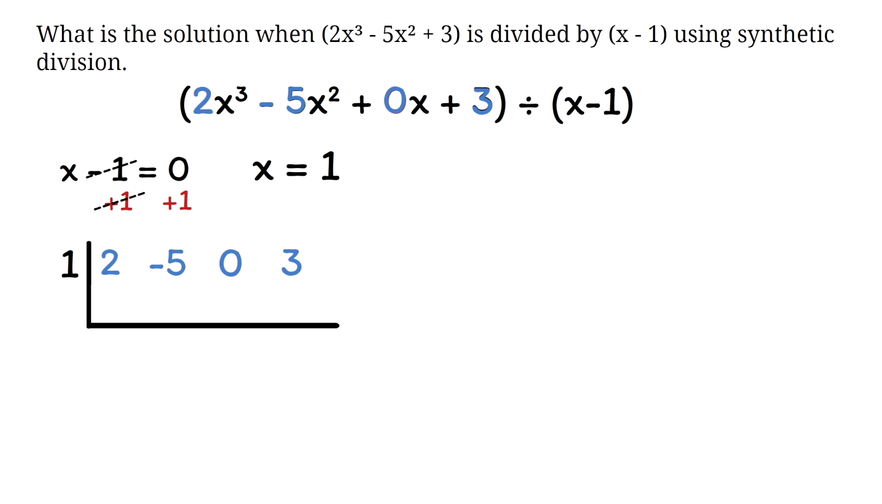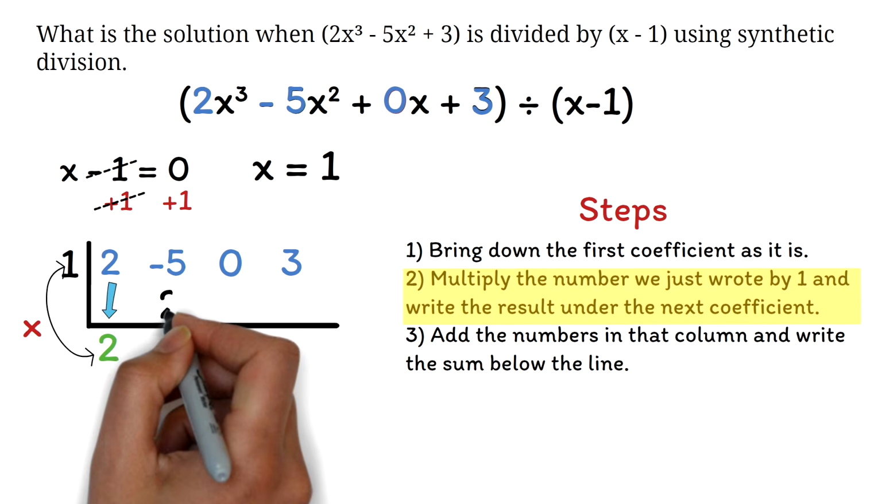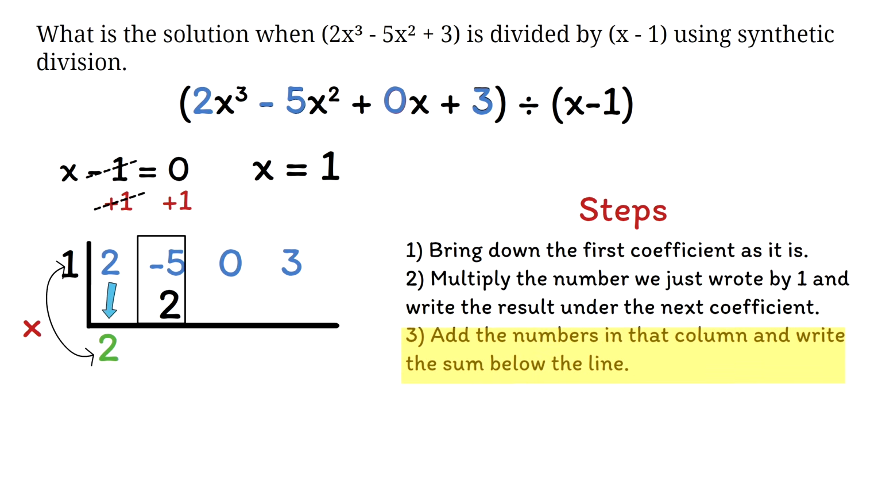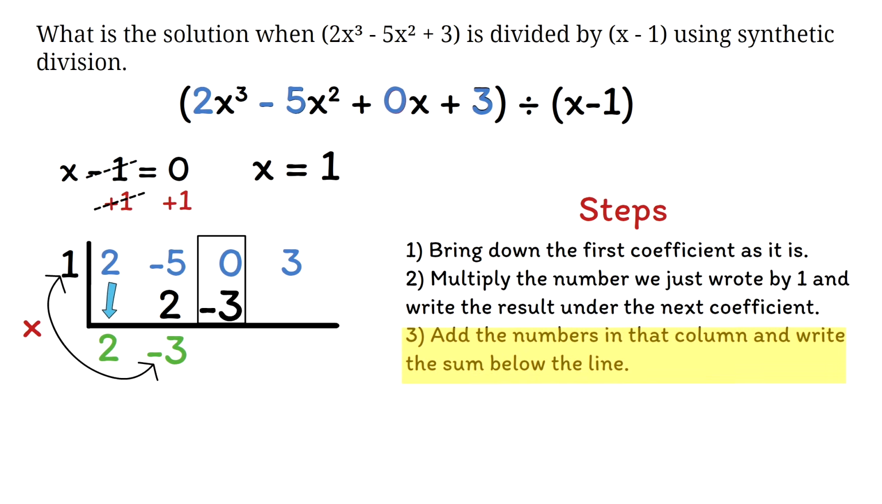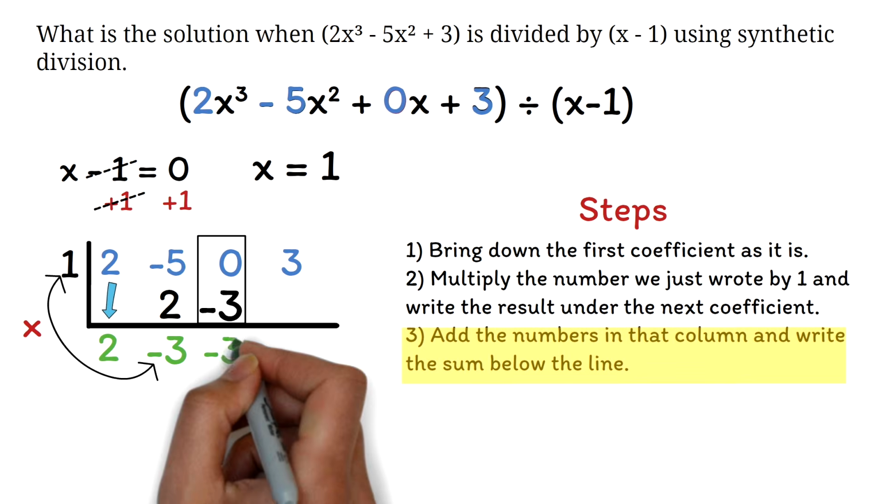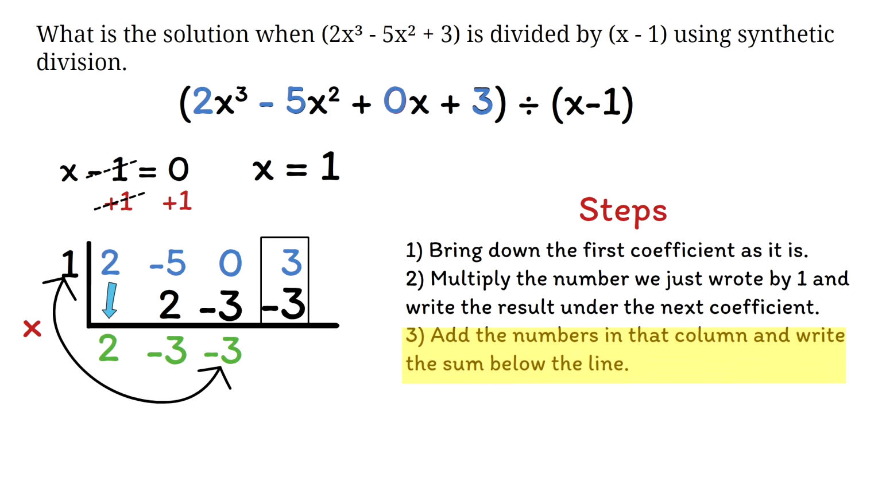Next, to perform the synthetic division, we follow the same 3 simple steps. For the first step, we'll bring down the first coefficient 2 as it is. Next, 2 times 1 is 2. Then -5 plus 2 is -3. -3 times 1 is -3. 0 plus -3 is -3. Next, -3 times 1 is -3. And 3 plus -3 is 0.